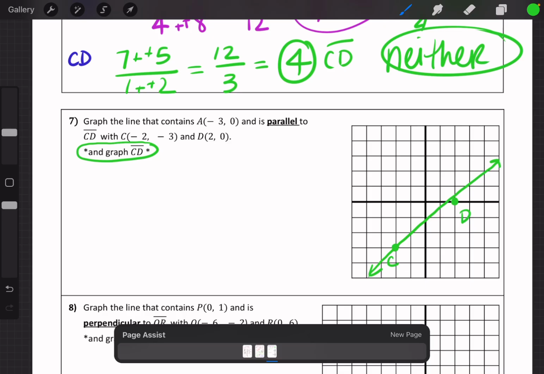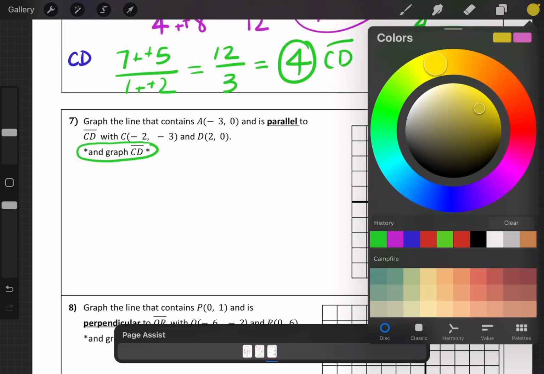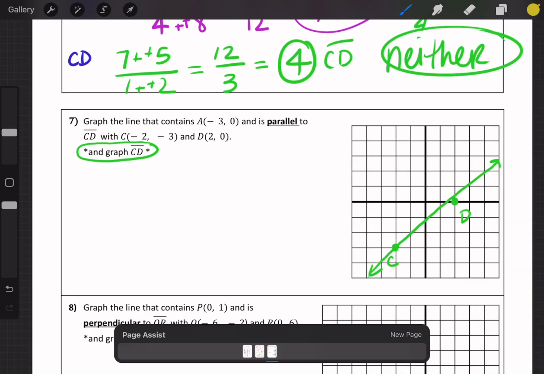Then we also want our A, which would be -3, 0. That is going to be a part of my line. But I need to find my slope for that line. And I want that line to be parallel to CD. So I want it to have the same slope as CD. So we are going to find the slope of CD. Now, I guess technically, now that we do have our graph, we could use rise over run, but I'm going to do it the points way.